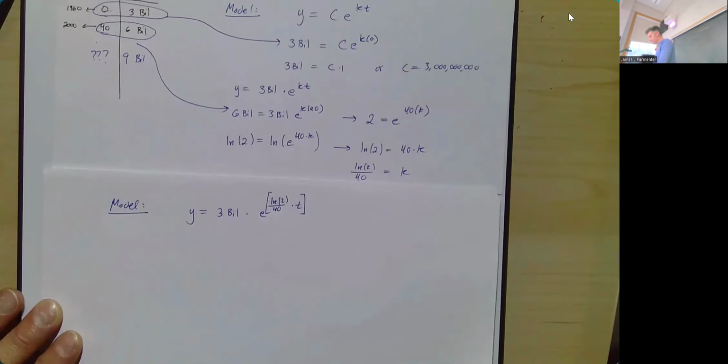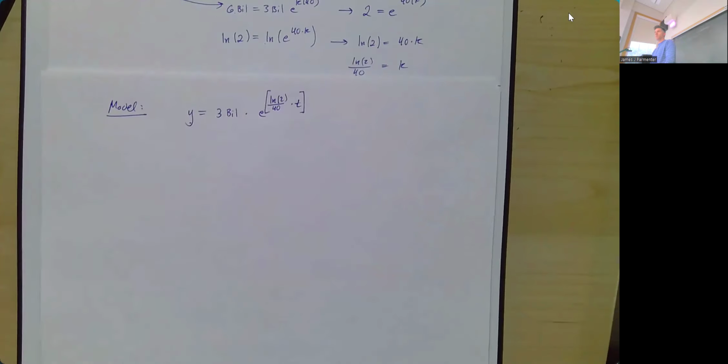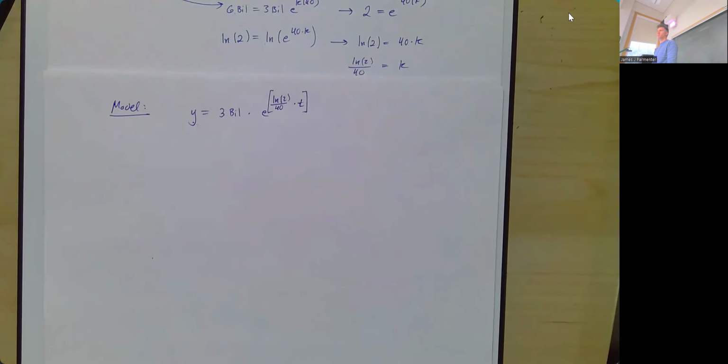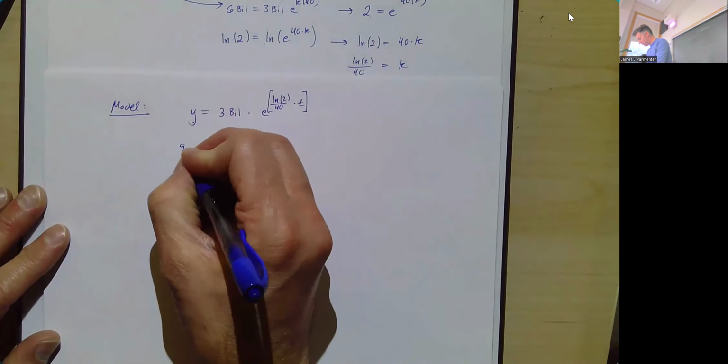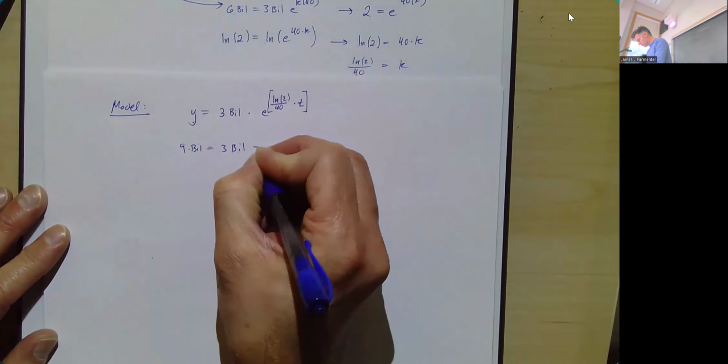So am I plugging in 9 billion for y or 9 billion for t? Is the population 9 billion or is the time 9 billion? The population. So I'm plugging in 9 billion for y, and I'm solving for t.